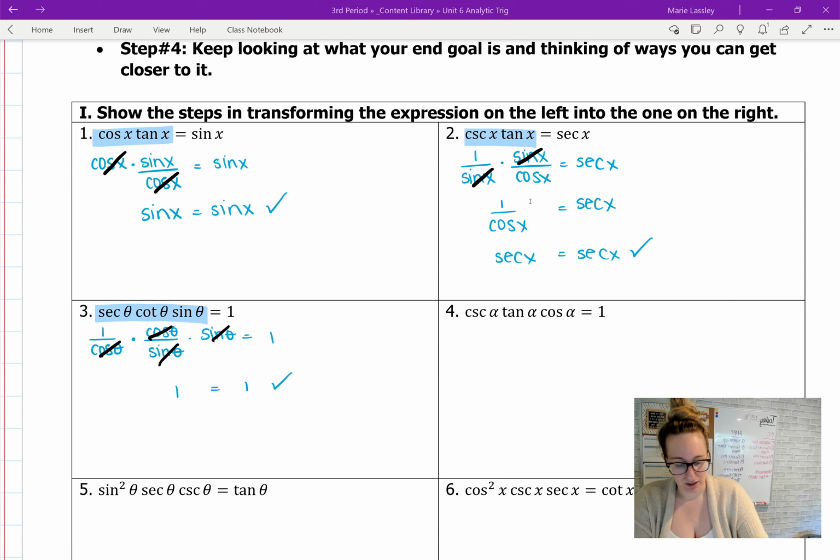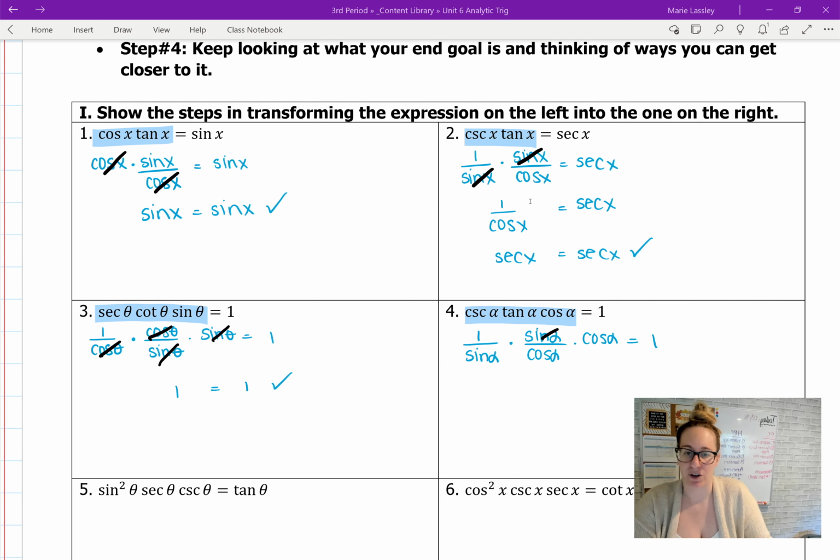All right, number 4. Again, I'm going to be working with the right-hand side. I have cosecant, tangent, and cosine, and it has to simplify to 1. This is going to be pretty similar to number 3. Again, I'm going to write everything in terms of sine and cosine. So this is going to be 1 over sine alpha times tangent, which is sine alpha over cosine alpha, times cosine alpha, equals 1. So we can simplify sine over sine, cosine over cosine, and that gives me 1 equals 1.